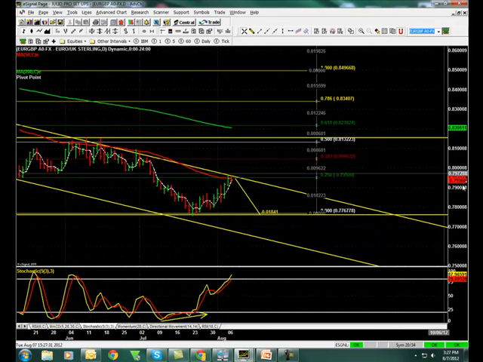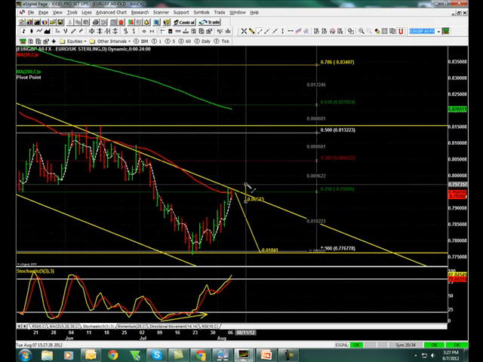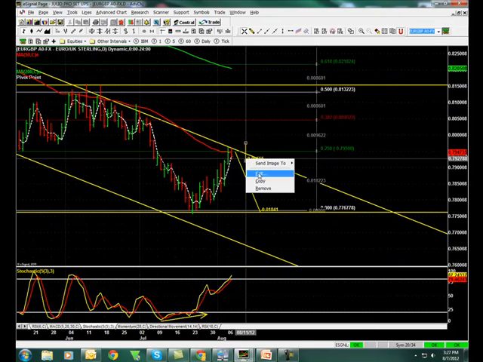Let's make it bigger again. There we go. And from here to here, let's say 55 pips, I would say. There we go. 55 pips. Every 55 pips is going to be 1%.